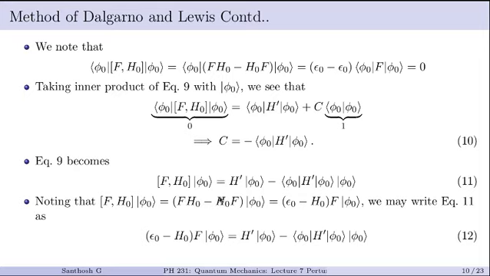Now this left hand side of equation 11 can be simplified by considering this equation. Commutator of f with h0 is f h0 minus h0 f. When it acts on phi 0, the first term gives h0 acting on phi 0 is epsilon 0 phi 0, and therefore this is epsilon 0 f phi 0. Then the second term remains as it is, and therefore you can write this term as epsilon 0 minus h0 acting on f phi 0. So use this in equation number 11, you will end up with equation number 12.